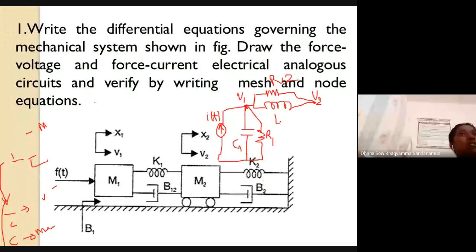This is L1. Now at node 2, at M2 there is a force. Okay, what is that? M2 is directly proportional to C2. Proportional means analogous. They are not proportional, it is analogous to C2. Okay, not 1 by C2. So C2 should be connected in parallel. This is C2 at node 2.